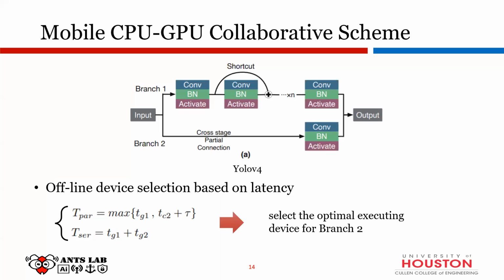So what exactly are branch 1 and branch 2? This is because YOLO has this kind of design to improve the network accuracy. Like ResNet, they have two types of branches here, so they can introduce this kind of cross-stage partial design to do the object detection.